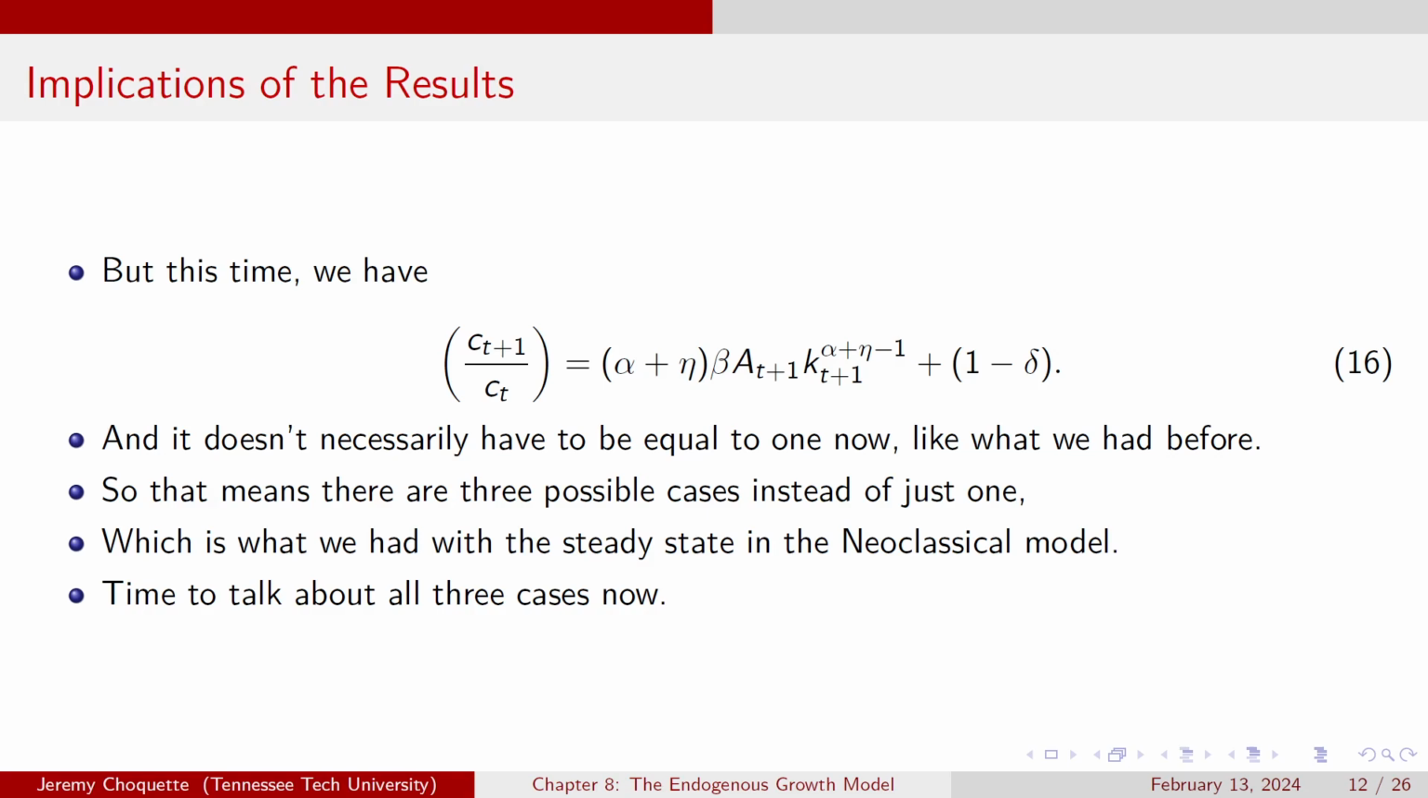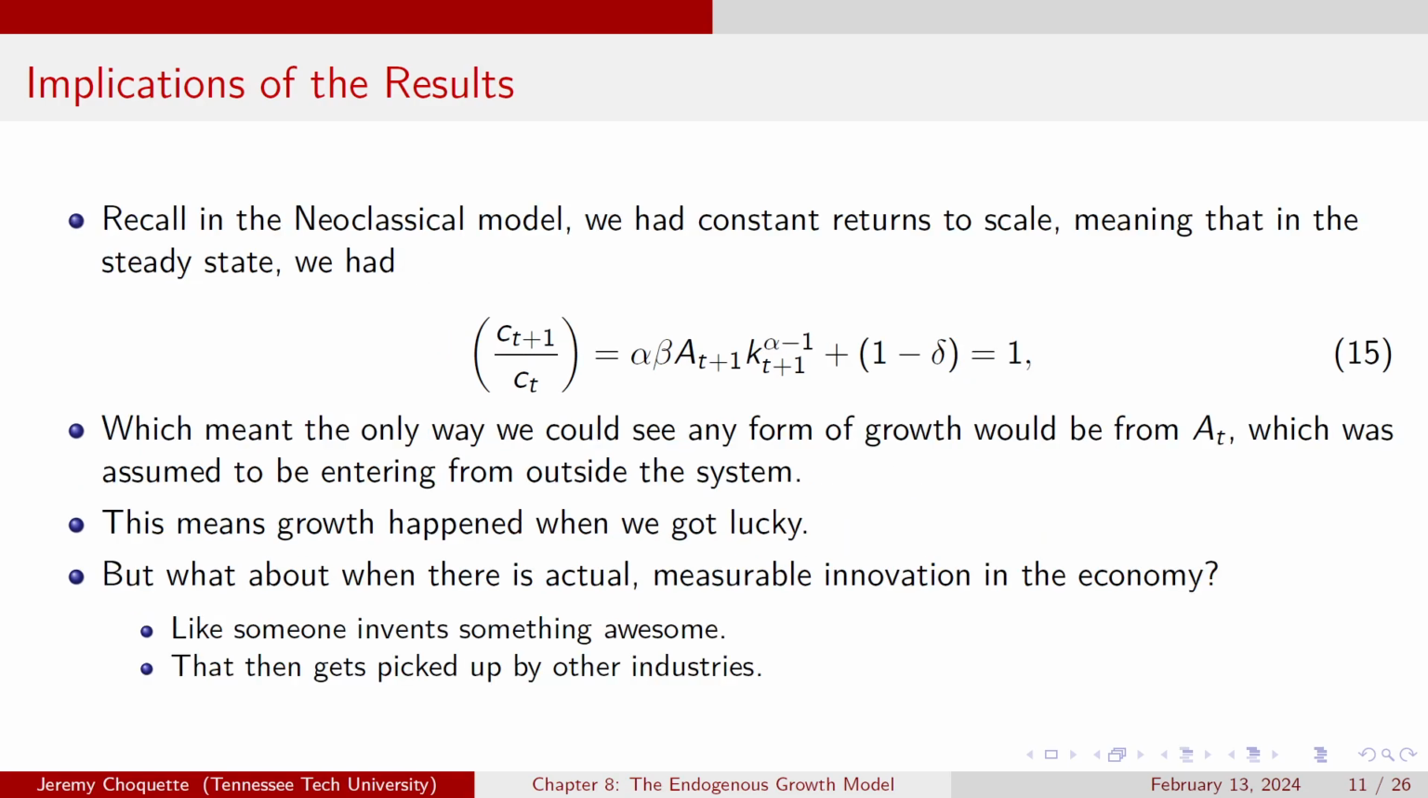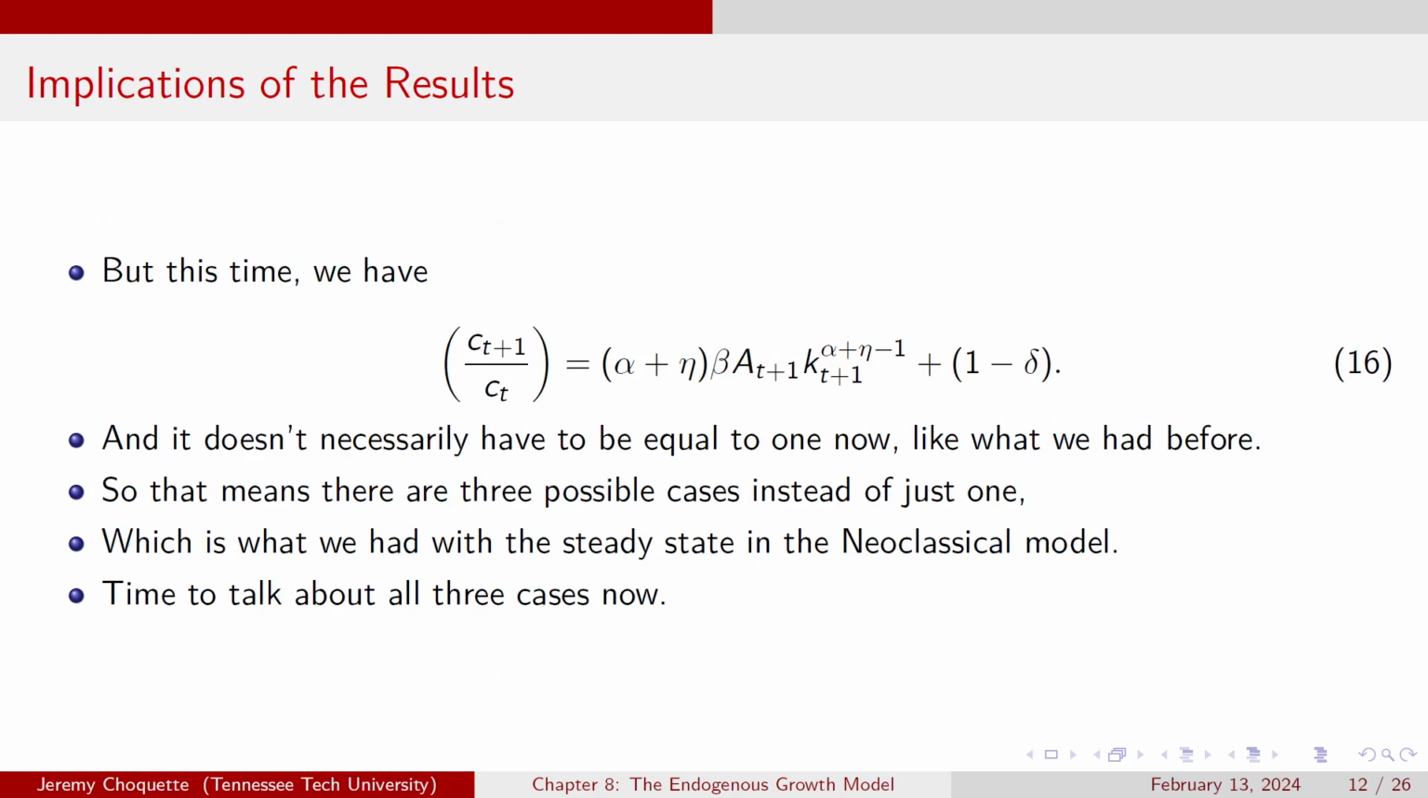Anyway, because there's that measurable innovation in the economy, we want to be able to account for that. So that's what that eta term is. So now I've got C_{t+1} over C_t equals alpha plus eta times beta times A_{t+1} times K_{t+1} to the alpha plus eta minus 1, plus 1 minus delta. Now, it doesn't necessarily have to equal 1 like what I had with equation 15 here.